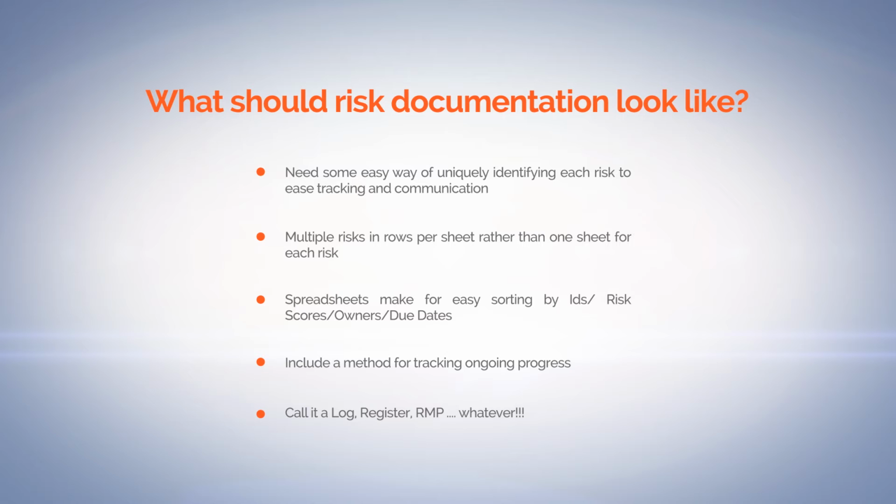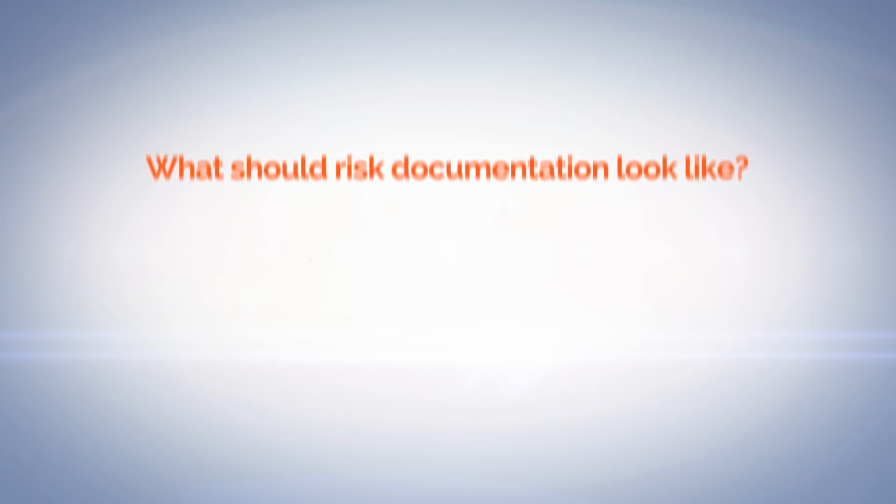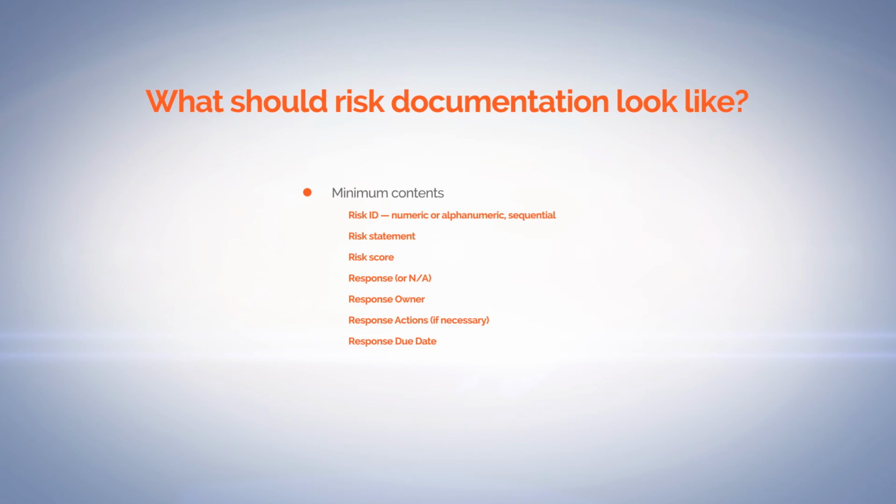Include a method for tracking ongoing process. That's where a spreadsheet does have limitations, because it's a question of how much information you can actually type into one cell. But perhaps have a series of cells month by month tracking across the spreadsheet as to what the actions are. And it doesn't matter what you call it.